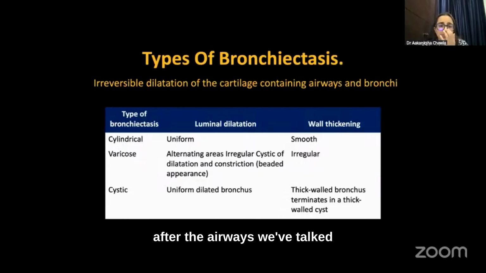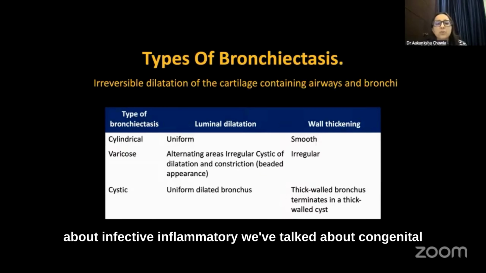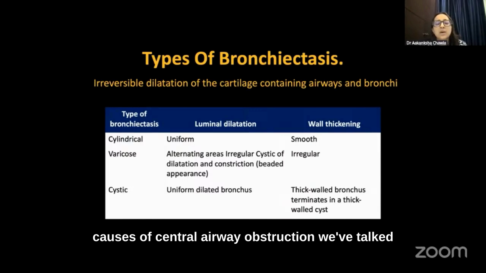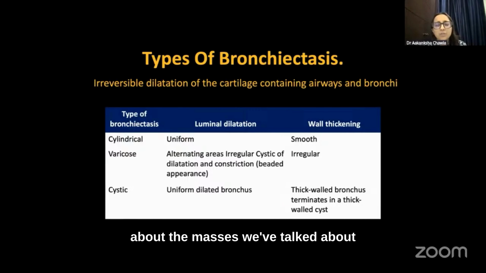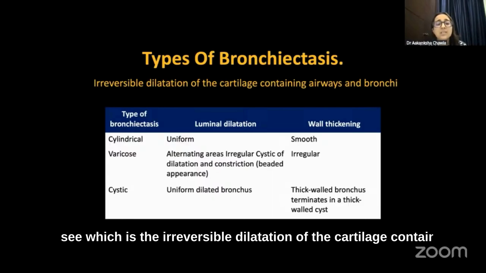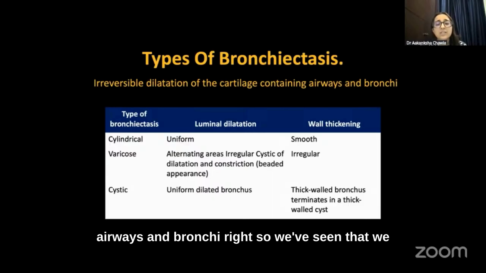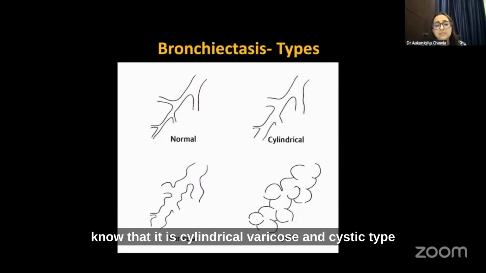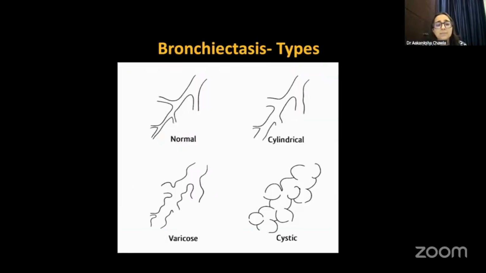Then, after the airways, we've talked about infective, inflammatory, and congenital causes of central airway obstruction, we've talked about the masses, and we've talked about miscellaneous conditions. Now, let's look at another type, which is bronchiectasis, which we often see, which is the irreversible dilatation of the cartilage-containing airways and bronchi. Right? We know that it is of cylindrical, varicose, and cystic types.